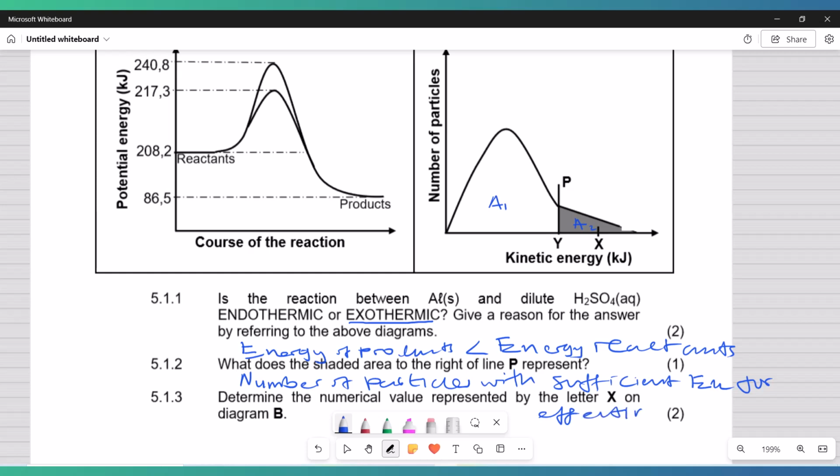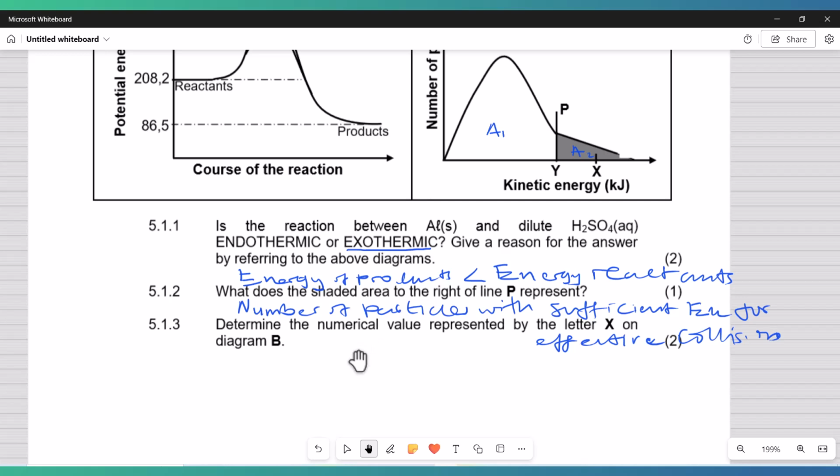Okay, that's for area 2, for effective collisions. Then if we talk about area 1, these are the particles which don't have enough energy. Now here they say next that we must do what? Check it out. Determine the numerical value of letter X on diagram B.